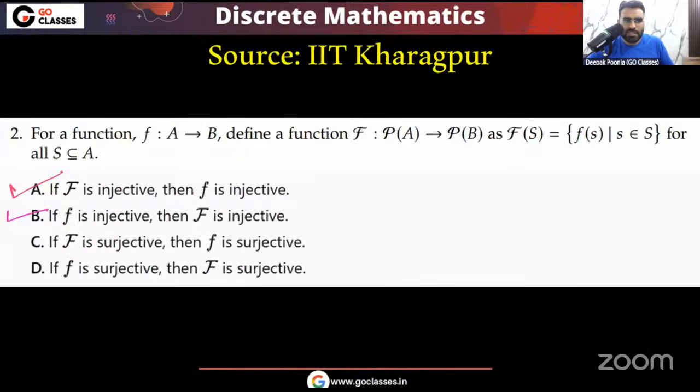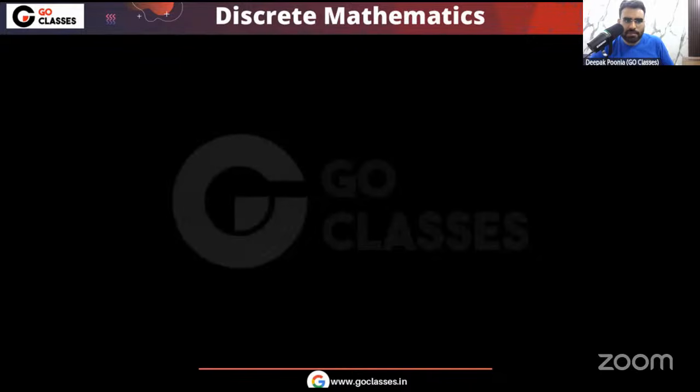Now let's see option C. If capital F is surjective, then small f is surjective. And option D, that is, if small f is surjective, then capital F is surjective. Let me tell you, these statements are also true. Now let's prove it. The proof is actually very simple. Let's start with option C.